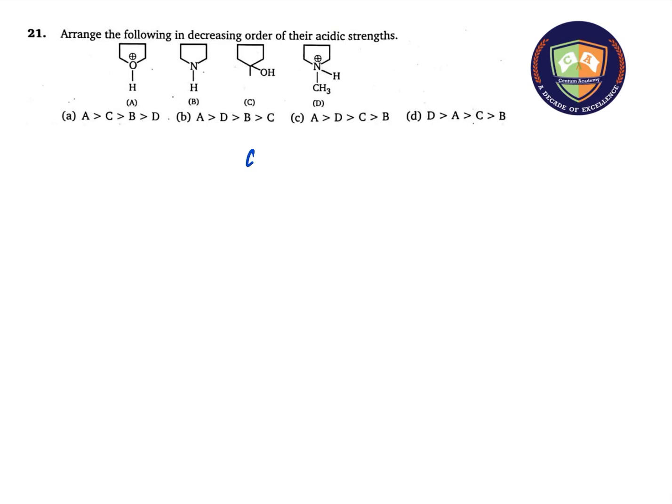This question comes from our topic GOC. In this question, we have to arrange the compounds in decreasing order of their acidic strength. Acidic strength associates with acids. Acids are those compounds which lose their H+ easily.